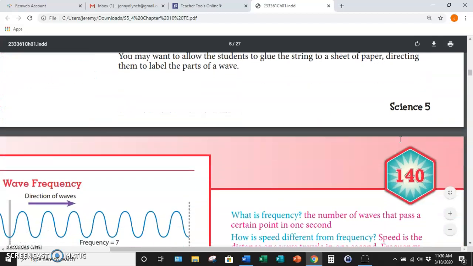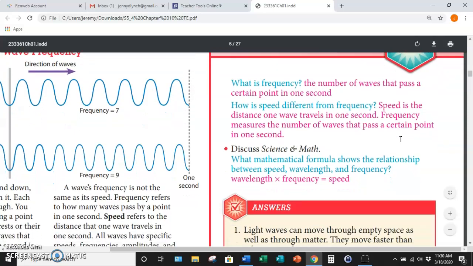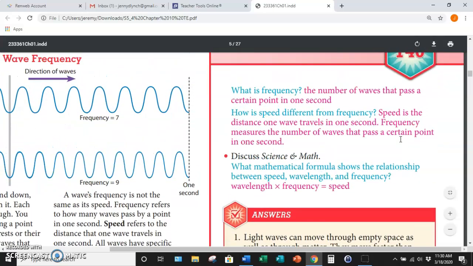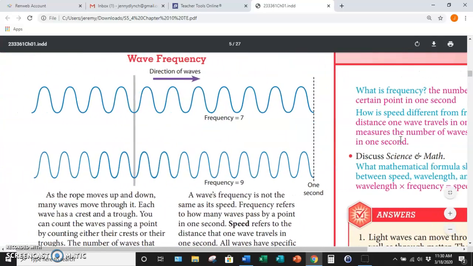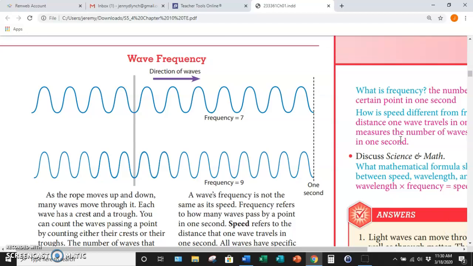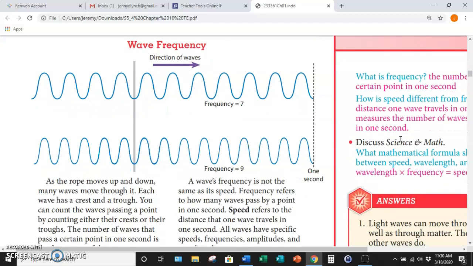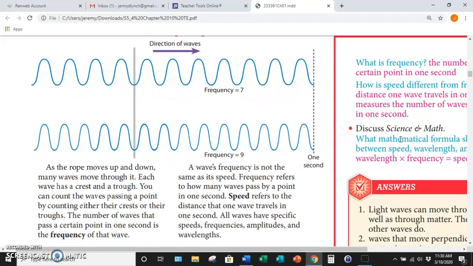All right, so then let's look at frequency now. We've been talking about frequency with sounds, very similar with light as well. So our frequency and speed really are going to be the same definitions that we were dealing with for sound. As the rope moves up and down, many waves move through it. Each wave has a crest and a trough. You can count the waves passing a point by counting either their crests or their troughs. The number of waves that pass a certain point in 1 second is the frequency of that wave.